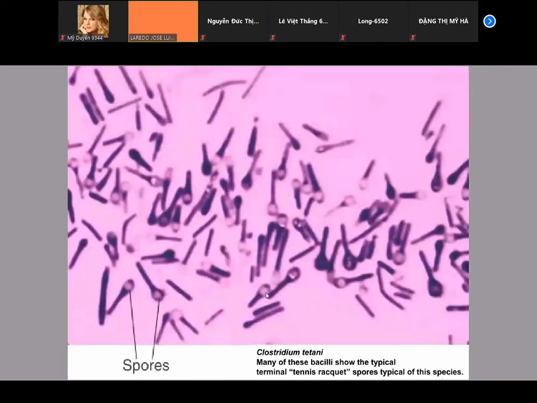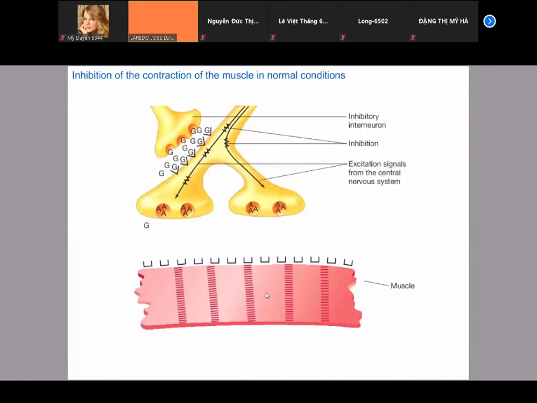Anyway, Clostridium tetani. Tetanus is also paralysis, but spastic paralysis. And what is spastic paralysis? I will explain it now.